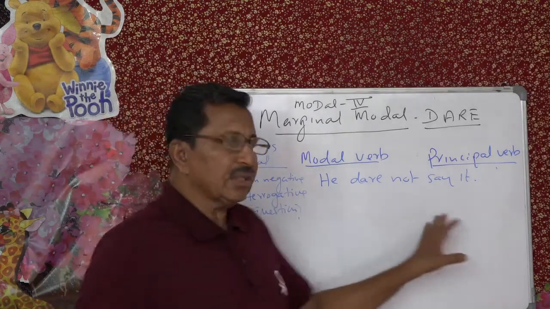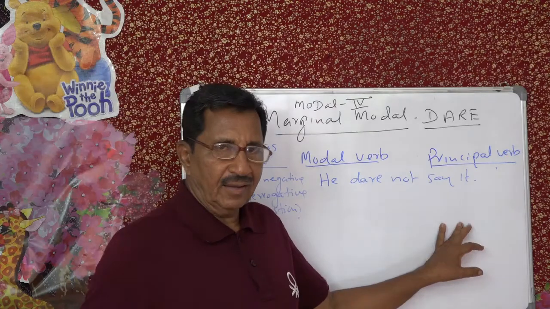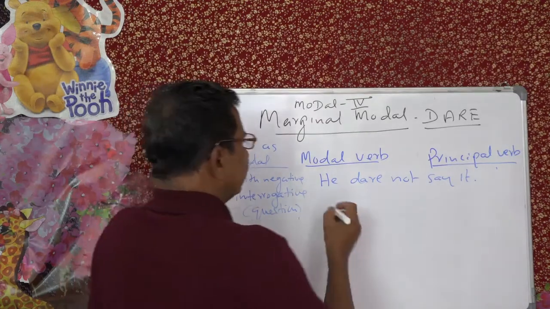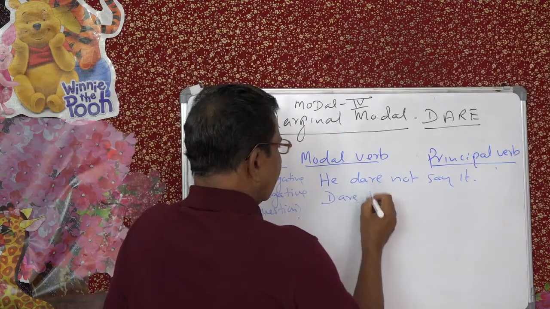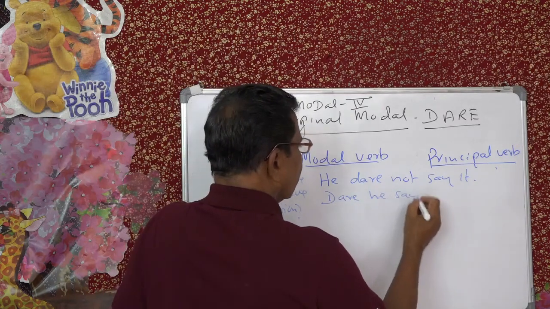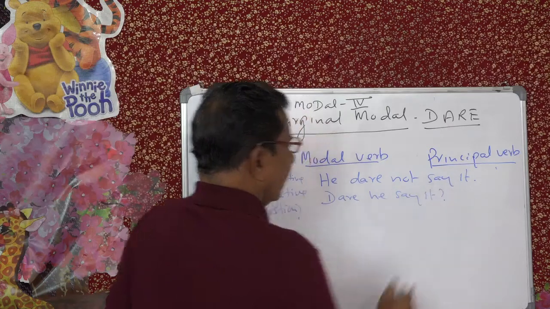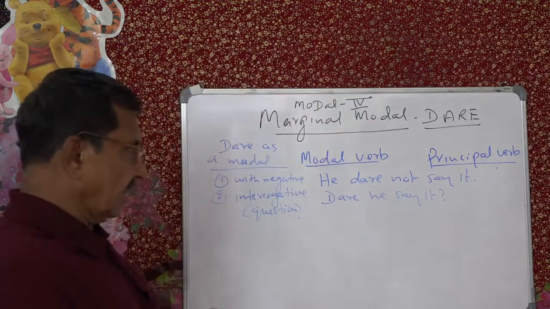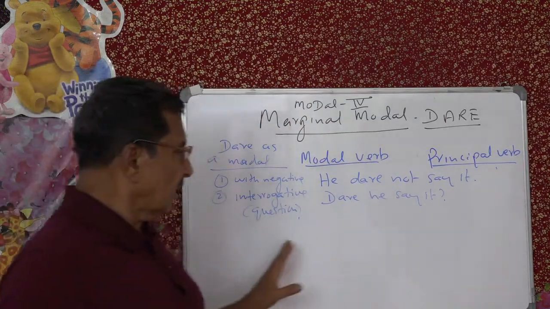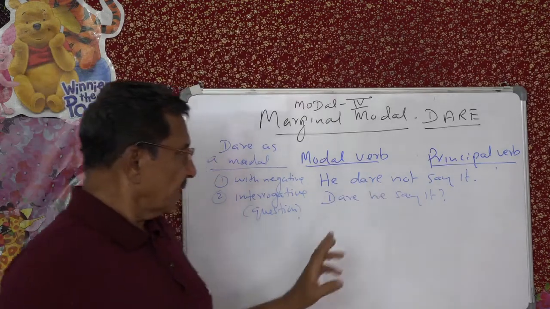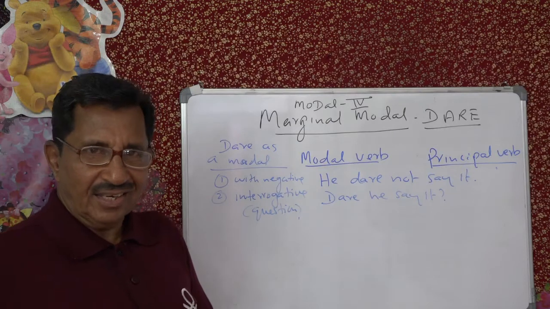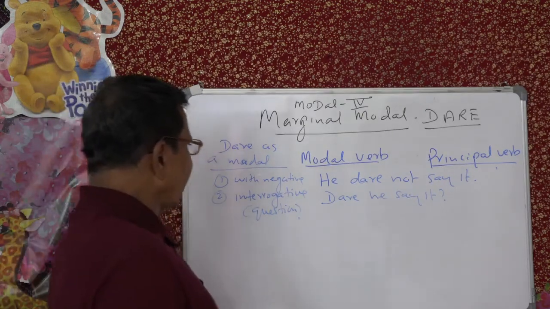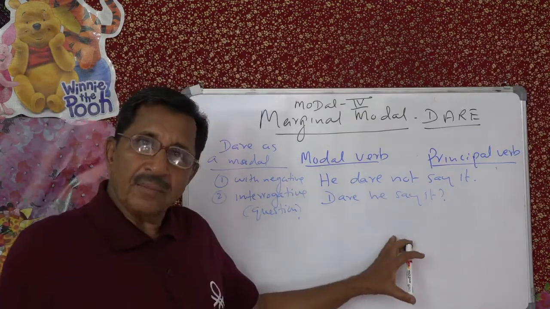For example, "He dare not say it." And the question will be, we can also say, "Dare he say it?" See that, sir? "Dare he say it?" Subject-verb inversion is allowed there. So you use it for negatives and also for questions. Do you understand that?